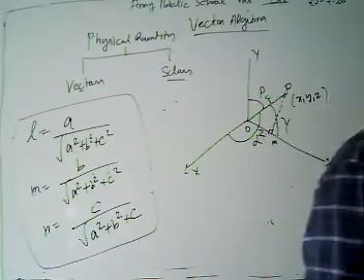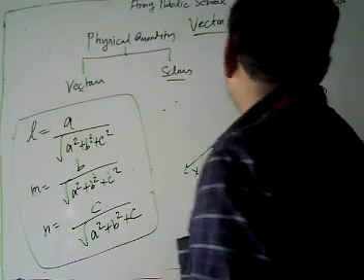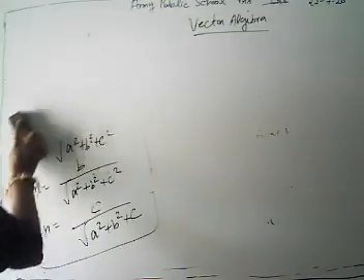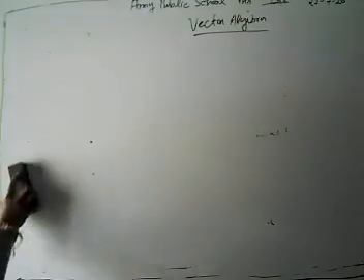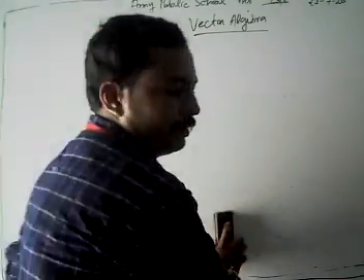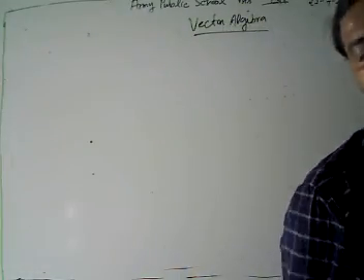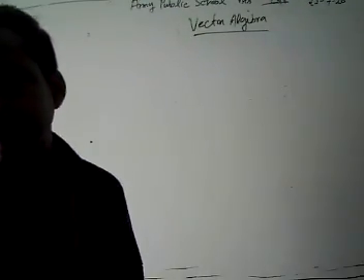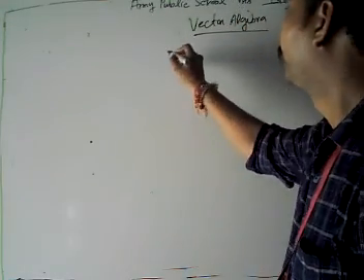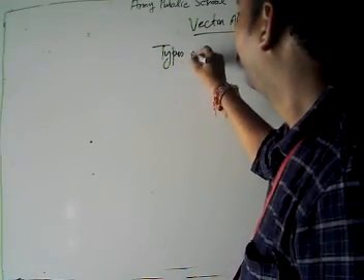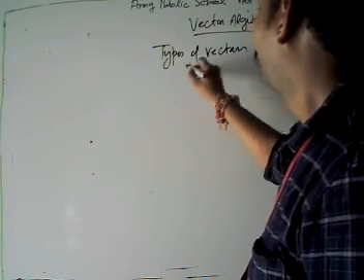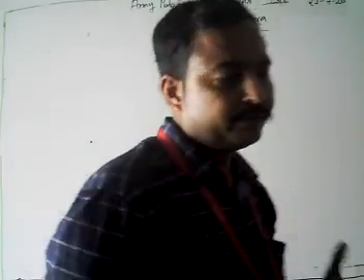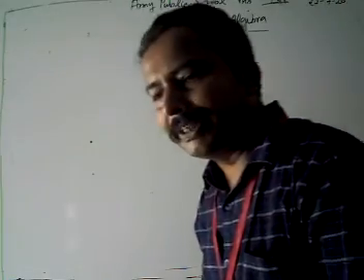Now look, what do we have to do next? Next we are going to discuss the basic terms of vectors, which we use in the further concepts. Please go through it. Now we are going to move on to the types of vectors. Look, there are so many types of vectors.